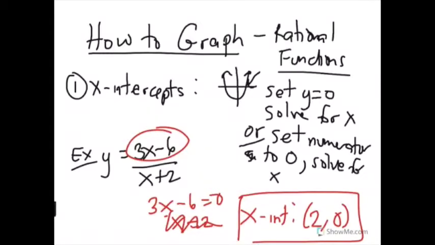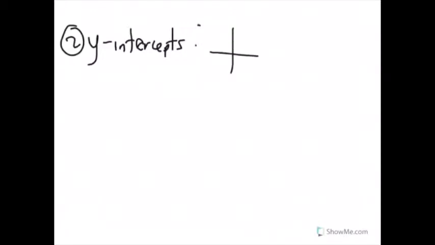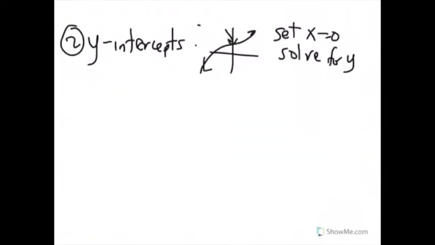Next, you have to find y-intercepts. Obviously you can do them in a different order, but this is just the way we do it. Y-intercepts are the same idea, except it's where the graph hits the y-axis. Hitting the y-axis means x is 0, so we set x equal to 0 and solve for y. The nice thing is you're just plugging in 0 for x, so it's really easy to solve.